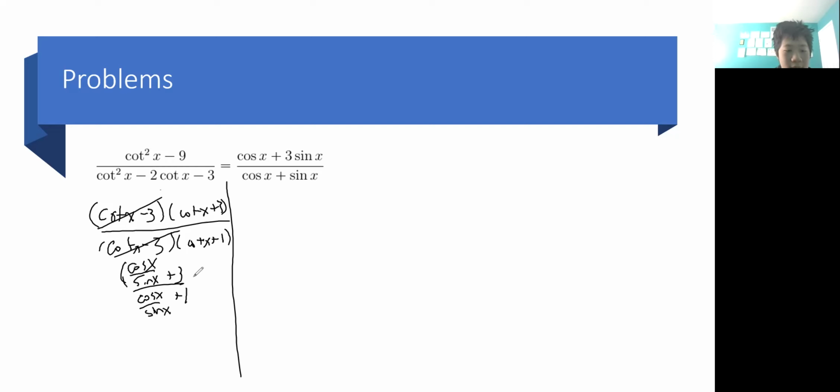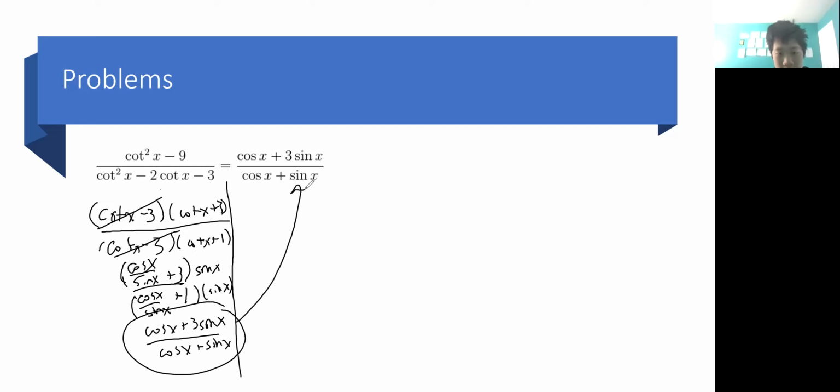Let's multiply both sides by sine x so we don't have a fraction in a fraction. I just have cosine x plus 3 sine x over cosine x plus sine x. And that is matching, which is very nice.